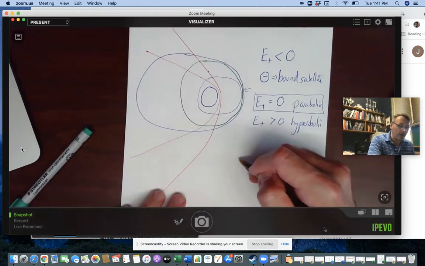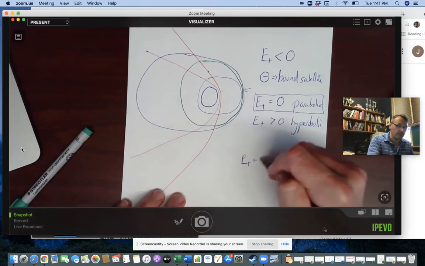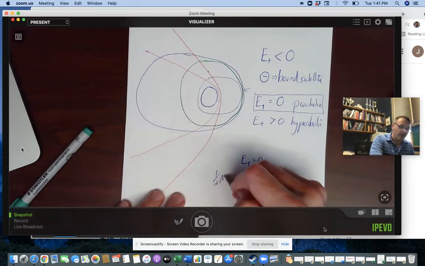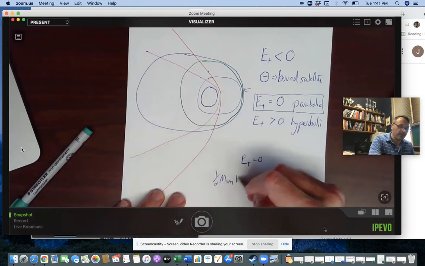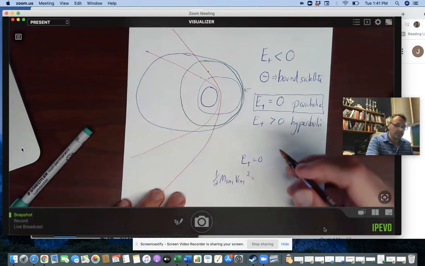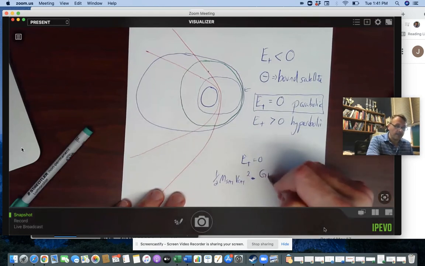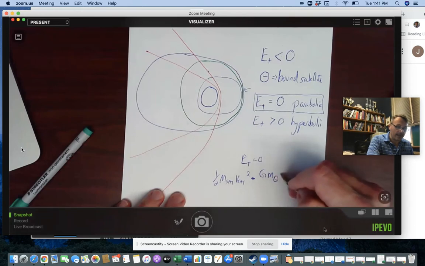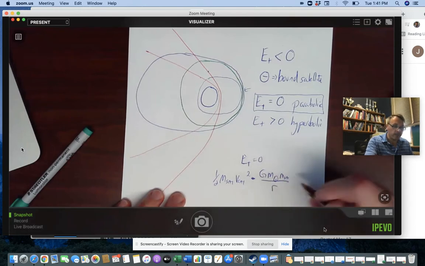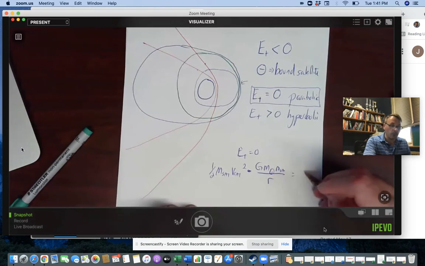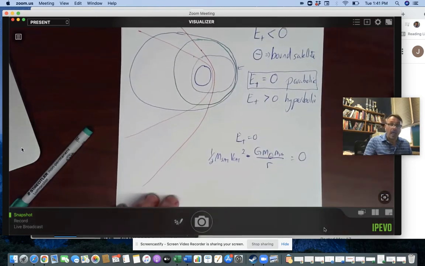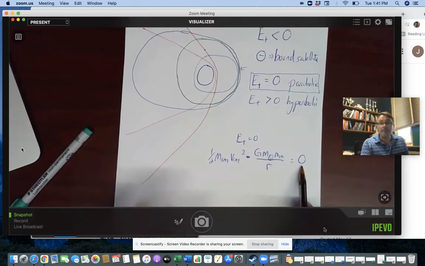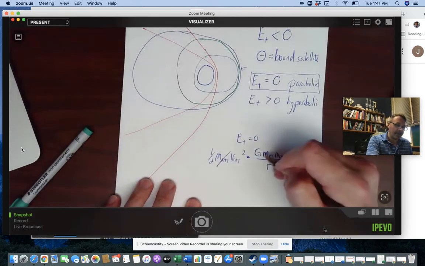Because if I'm trying to be bound, I know that the total energy has to be negative. So 1/2 the mass of your satellite times v of the satellite squared, minus big G, mass of the thing at the center, mass of the satellite, all over r, that position I'm starting at, has to equal 0, because I want to find the minimum speed that allows me to get unbound. And so notice that the satellite mass cancels there.